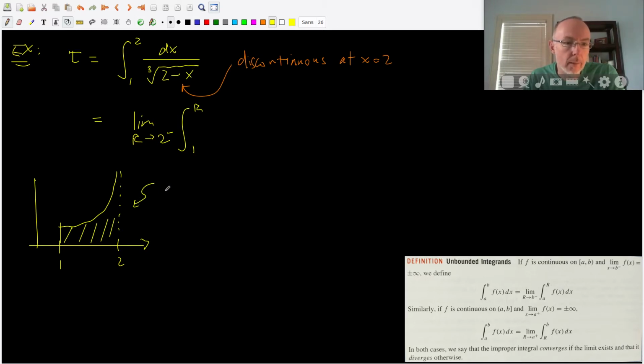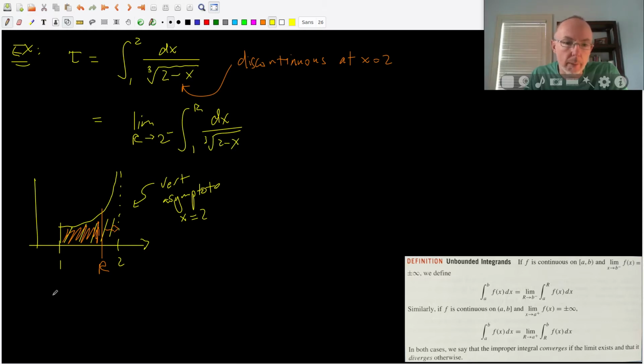Vertical asymptote here, which means we need to drop the 2 from that limit of integration, and then approach 2 from the left. So I'm putting an r there, we're actually doing that integral, and then we're taking the limit as r goes to 2. Plugging everything in here, this piece hasn't changed, and then we can do the integral.